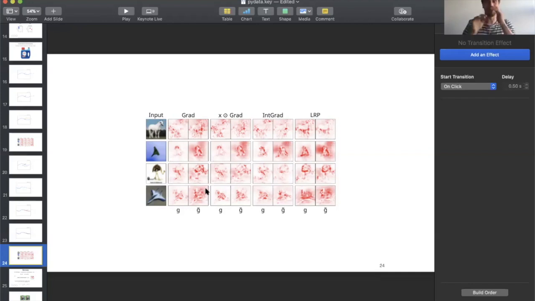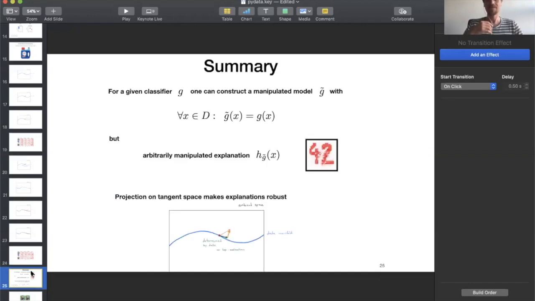Okay, so I'm over time, so I'm just going to summarize here. What I've tried to convince you of is that explainability methods as they stand, local explainability methods, are vulnerable to a very serious degree of manipulability. Specifically, for any classifier G, we can construct another classifier G twiddle, which has exactly the same behavior on the data manifold, but has an arbitrary explanation.